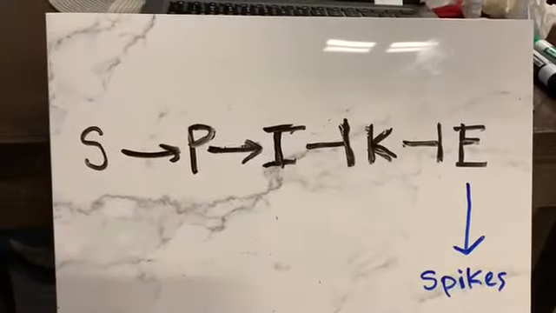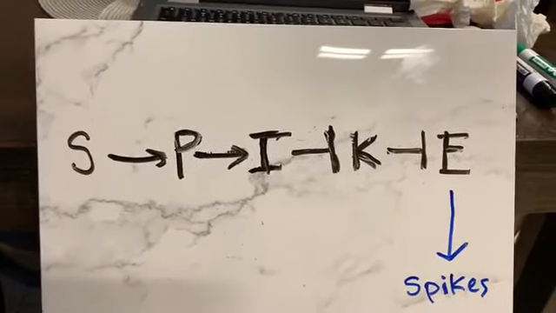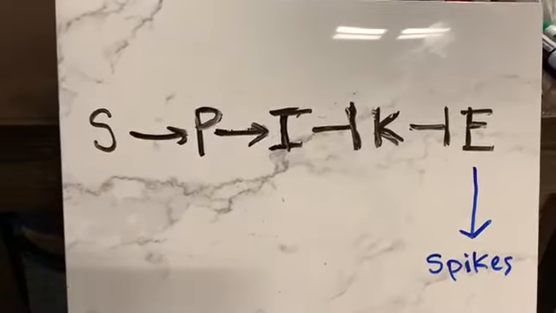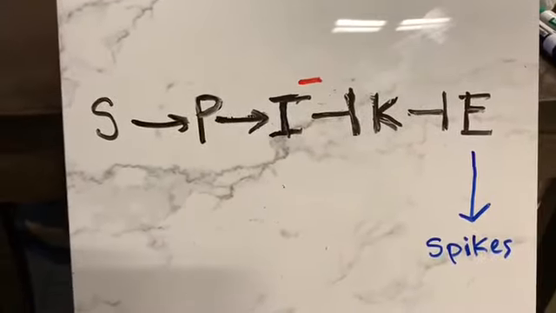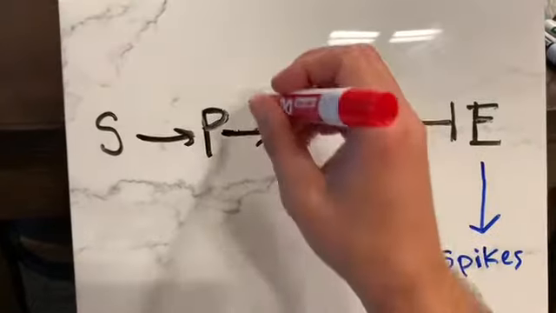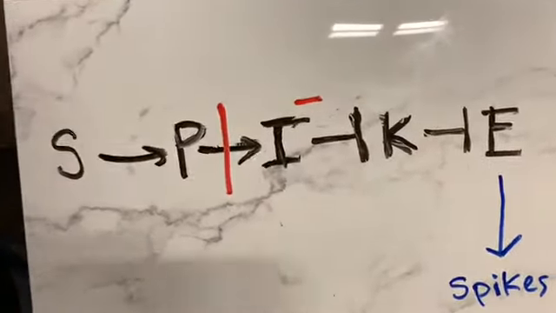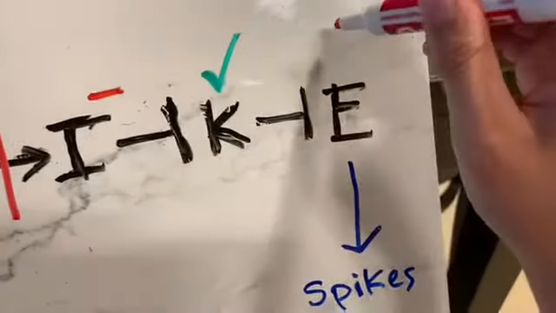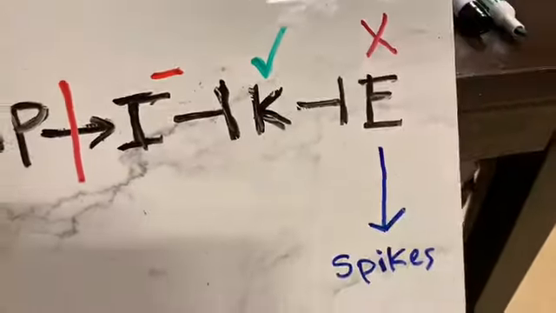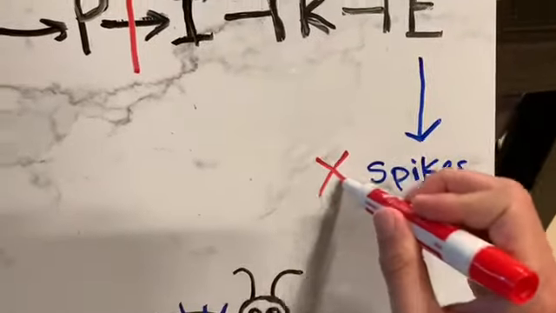If there is a mutation in the I gene, the results will be very similar to the previous example. If I can't be produced, then the two upstream genes are irrelevant, and K will inhibit E, resulting in no spikes.